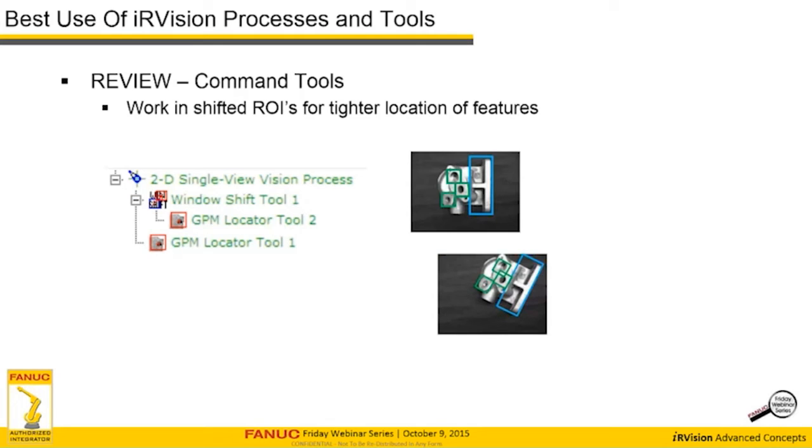A shifted ROI, a shifted region of interest, is accomplished by using the iRVision window shift tool. We use a locator child tool underneath that shift tool to find the entire part in space, roughly finding that part, perhaps with lower accuracy expectations, lower precision expectations, but nonetheless to find the part and see how its position is changed. All of the subsequent parent tools underneath the window shift tool will be floating relative to the position of that part in space.